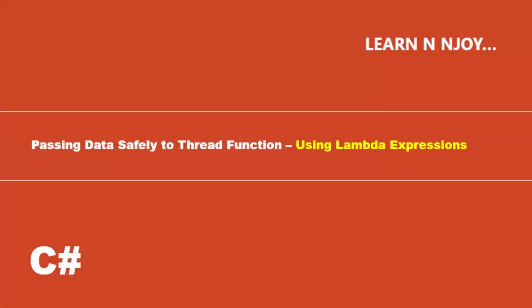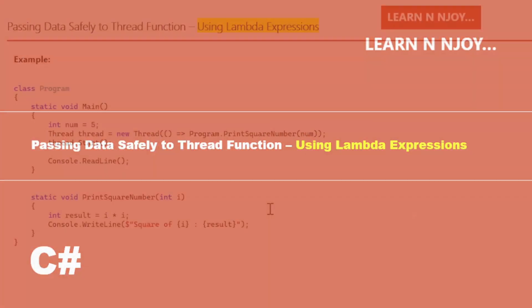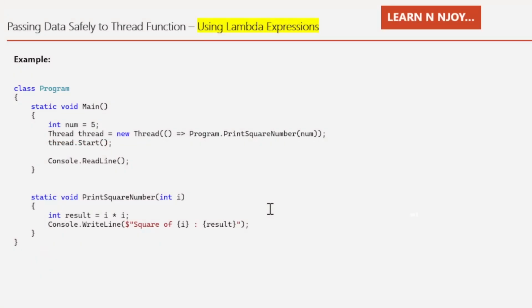Passing data safely to thread function using Lambda expression. Another approach to achieve type safe data passing is by using Lambda expression. This approach allows us to capture variables and pass them to the thread function without risking type mismatches. Okay, let's try to understand with the help of an example.